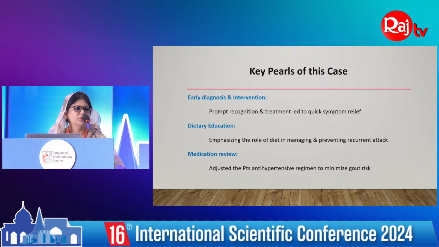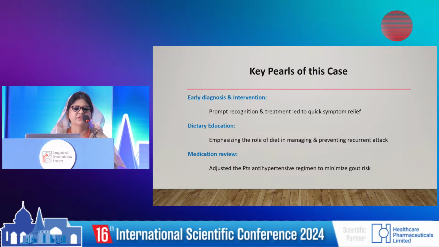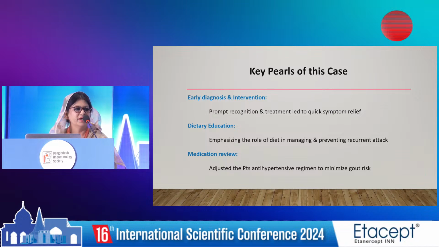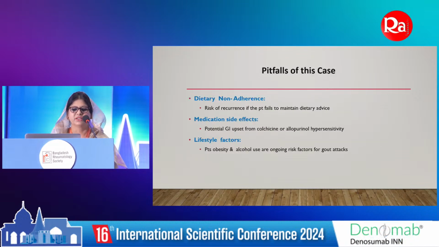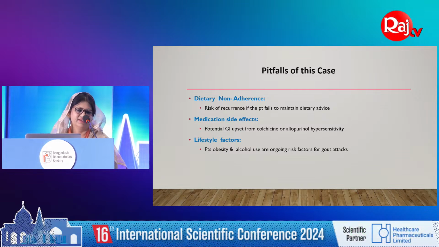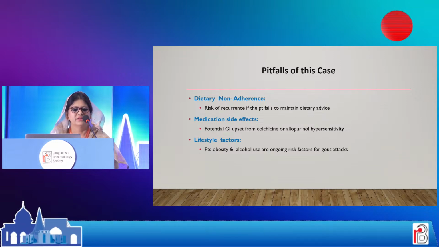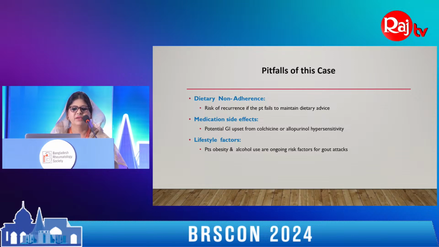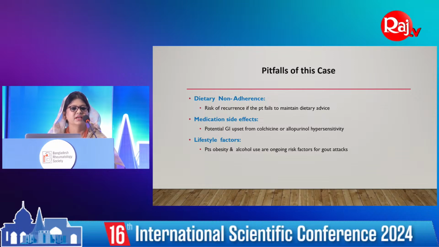Keepers: when gout presents as a classical presentation, early diagnosis and intervention is very easy. But dietary education should be emphasized to the patients, and medication or any other risk factors should be told to the patient. What are the pitfalls in this case? Dietary indiscretions. We tell our patients about the dietary advice, but if the patient fails to maintain this, there is a chance of recurrence of the disease.